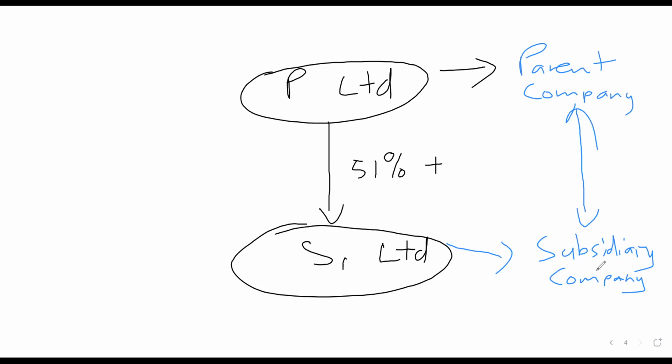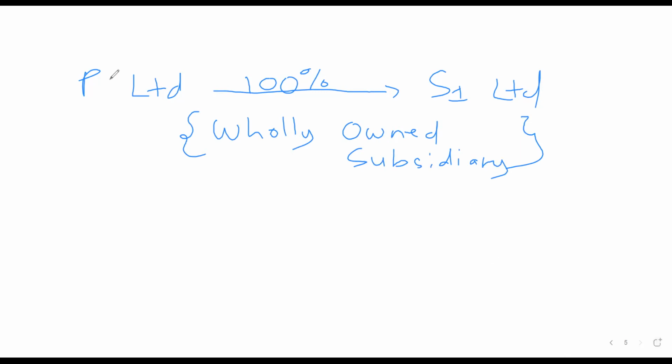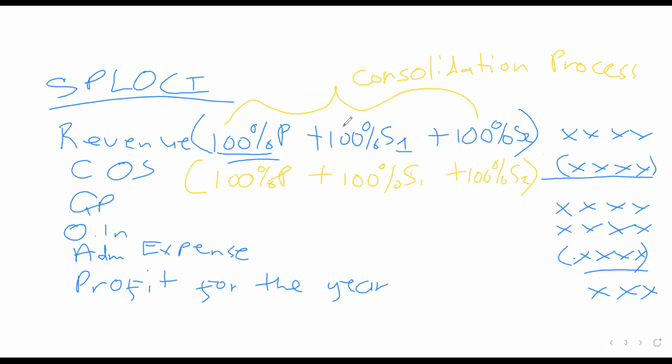However, expounding further on that relationship, and to answer your question, the parent company, P Limited, can acquire 100% of the shares in the subsidiary, in this case S1 Limited. When that happens, we call this form of business combination a wholly owned subsidiary. So it means P Limited owns everything in that organization. Even when we do the consolidation process, we are taking 100% of the parent company, P Limited, as well as 100% of S1 Limited, right?